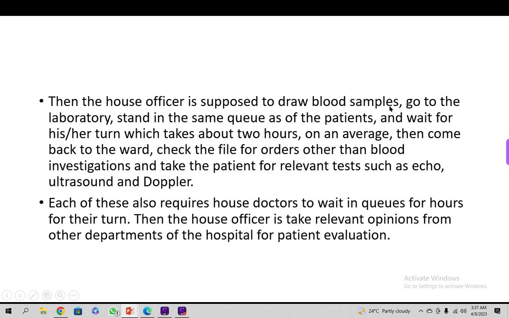Samples can be taken by the nurses, but they order you to go for the investigation by yourself. Take the blood sample, go to the lab, stand in the same queue as the patient and wait for his or her turn, which takes about 2 hours on average. Then come back to the ward, check the file for the orders other than the blood investigations and take the patient for relevant tests such as echocardiography. Go to the department, then for the echocardiogram, go to the ultrasound department, and they do the ultrasound, the patient is with you, go for the Doppler, etc., etc., etc.